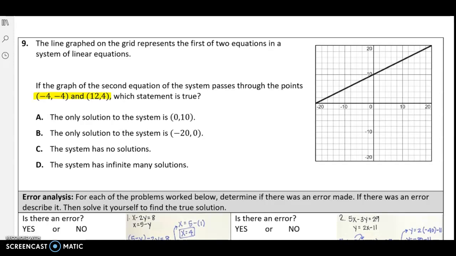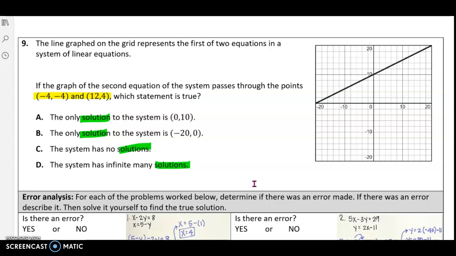If you notice looking at the answer choices, they all say solution in them. So they really want to know how many solutions. Does it intersect at the point 0, 10? Do they intersect at the point -20, 0? Do they not intersect, so there's no solutions? Or are they the exact same line, so they have infinitely many solutions? So that's what our goal is. So personally, Desmos is probably your best bet.